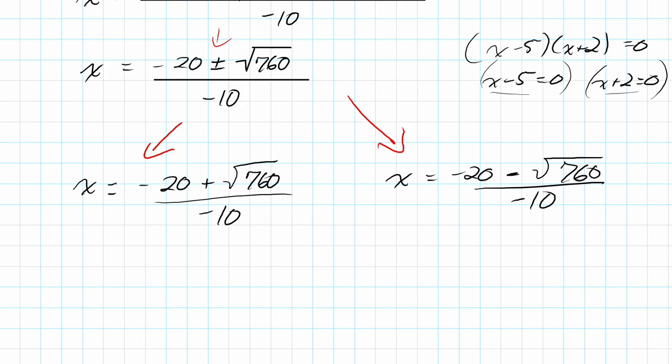What can I do for roots here? I could run a calculator through it. Let's see if we can find the square root. You want to quickly do square root of 760? Yep, hang on a second. 27.56. Okay, 27.56 approximately, okay? X is negative 20 minus.